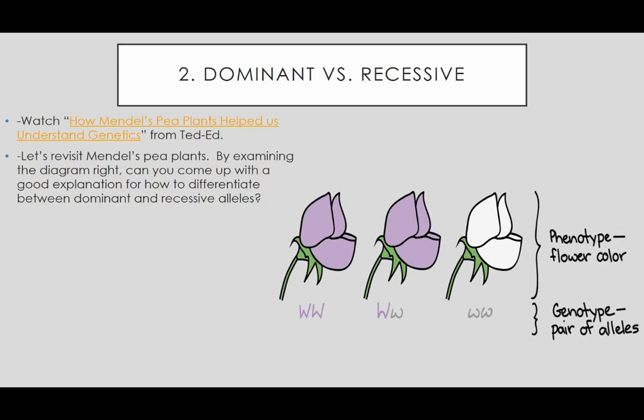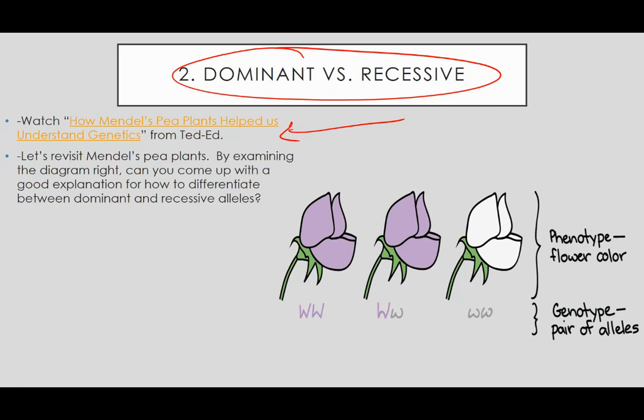At this moment, can you please pause the video and watch this video on Mendel's pea plant experiment, as this experiment is what led to the discovery of dominant versus recessive traits. So pause the video now and watch that. So now that you've watched the video, this is going to make a little bit more sense.